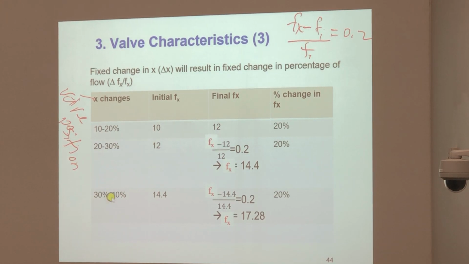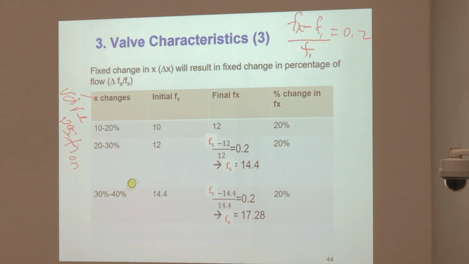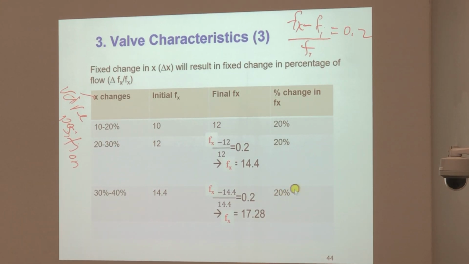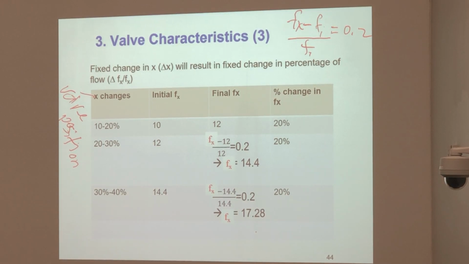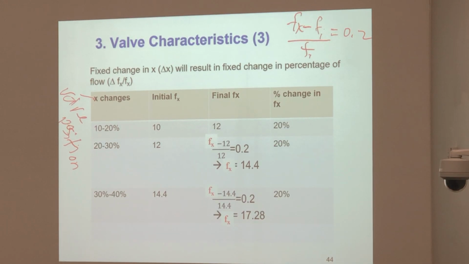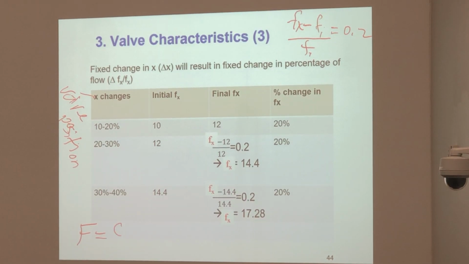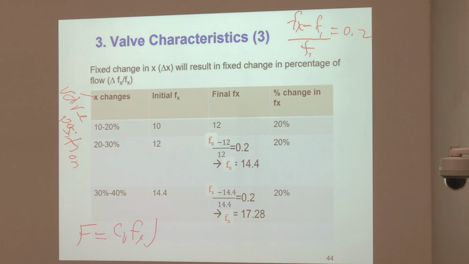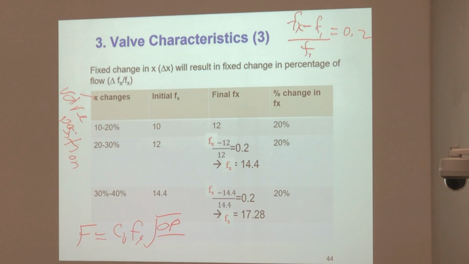Similarly, from 30 to 40, the percentage change in x is also 10%, and from here I know that my fx change shall be 20% also. If I have an initial of 14.4, what I should calculate is the final fx, which is 17.28. Based on the same concept, fx is important because in your control valve equation, you have F equal to Cv fx times the square root of delta P divided by SG.